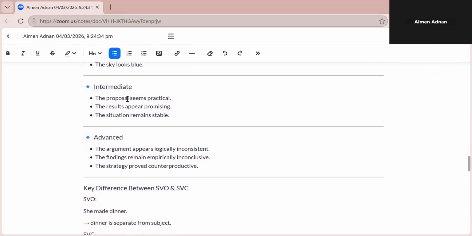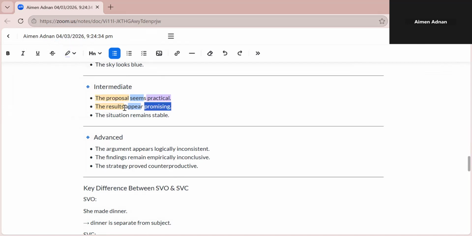Now, look at more complex examples. The proposal seems practical. I'll color it again for you. The proposal is the subject, seems is the linking verb, and practical. Now look at practical. Practical is not just an object. Practical is describing how the proposal looks like. And that is why we'll call it a complement. Now look at it. The results appear promising. Now the results are subject. Appear is your linking verb. But promising. Now, promising is not just an object. It is actually describing how the results are. And again, that is why it is a complement.